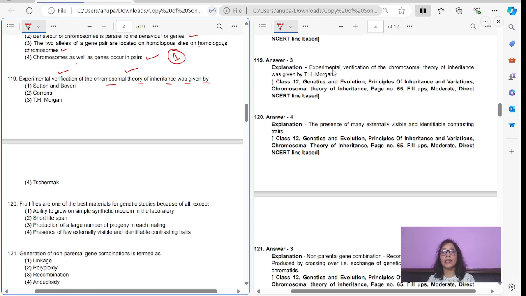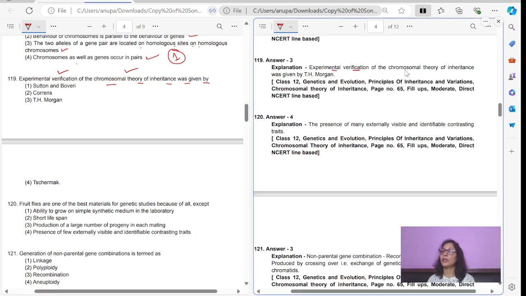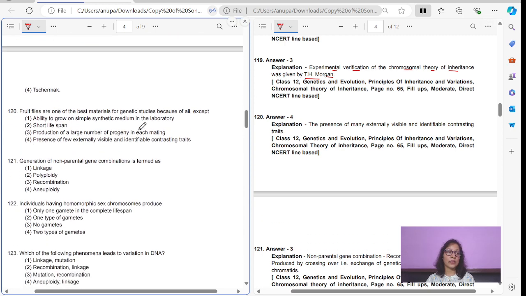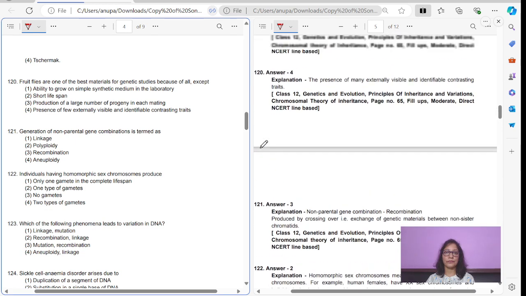And the fact is that experimental verification of the chromosomal theory of inheritance was given by T.H. Morgan. So the third option, that is T.H. Morgan, is the correct answer for this question. Now let's move to question number 120.